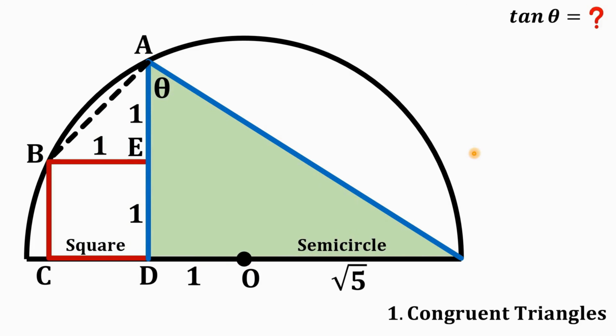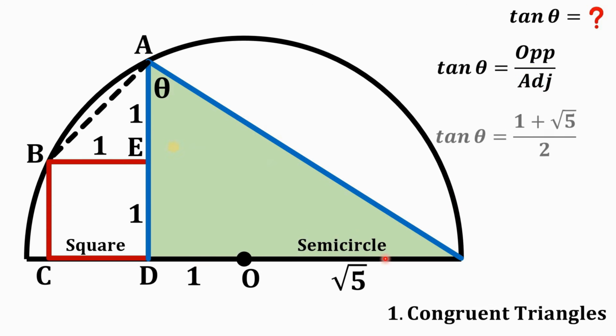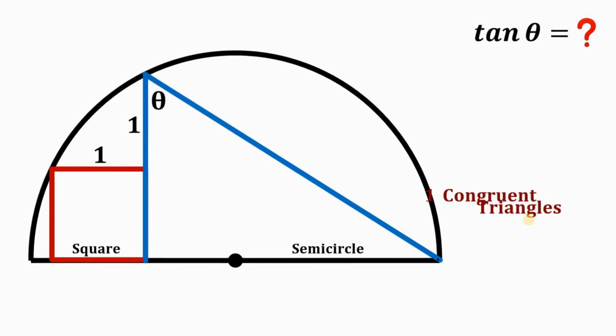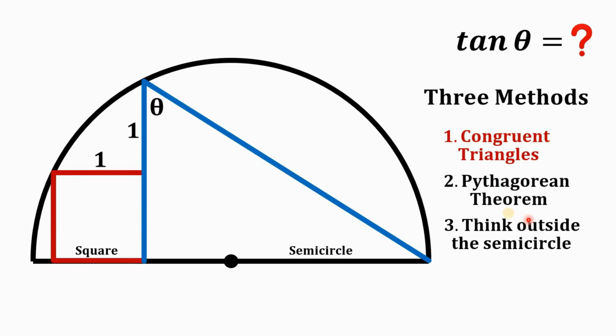So using the definition of tangent function, we have tangent theta equals the opposite side over the adjacent side. The opposite side simply equals 1 plus square root of 5, and the adjacent side is just 1 plus 1, or simply equal to 2. In short, tangent theta simply equals 1 plus square root of 5 all over 2, or simply equal to phi. And that's our solution using congruent triangles, a lot of congruent triangles.